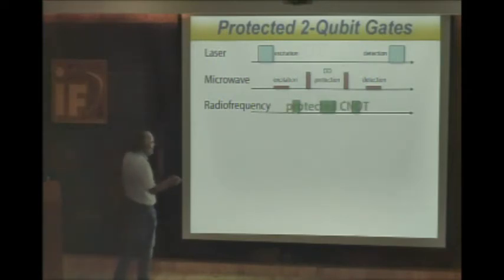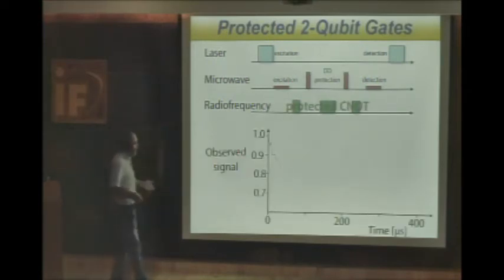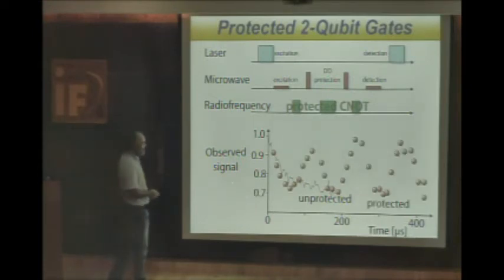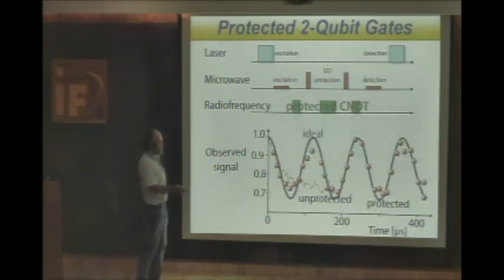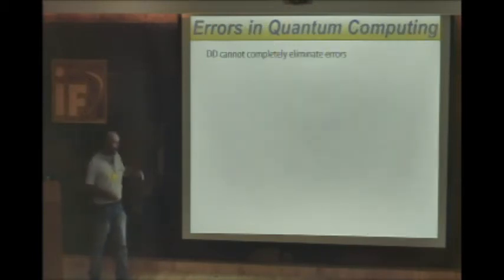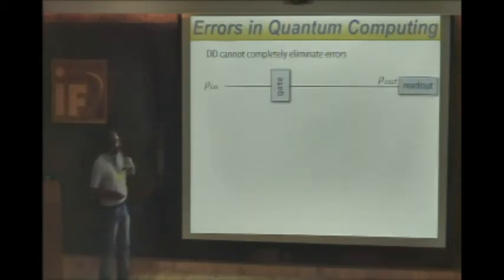This is a protected controlled NOT operation, and the effect of that is if you do not use this protection scheme, you lose the information over a time scale of microseconds. If you use the protection scheme, you have an almost perfect gate operation which can last up to milliseconds. So this is the typical type of application where you want to protect your quantum gate operations.